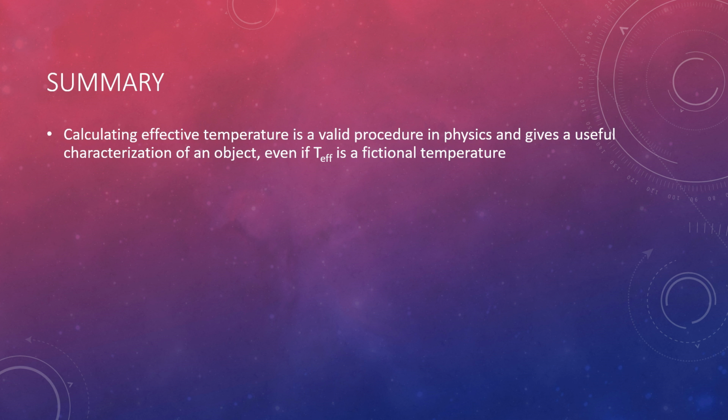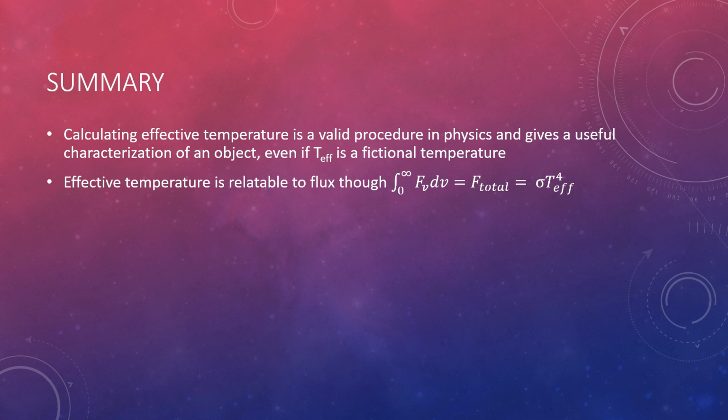So summary, calculating the effective temperature is a valid procedure in physics and gives a useful characterization of an object, even if the effective temperature is a fictional temperature. We use effective temperature in astrophysics all the time, and it's a very useful fictional temperature to characterize bodies with. And of course, you apply absorptivities and emissivities and things like that, and it's extremely useful, even if it is fictional. Effective temperature is relatable to flux through this equation.